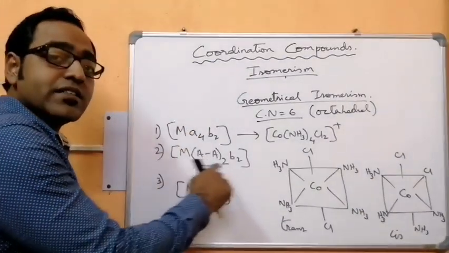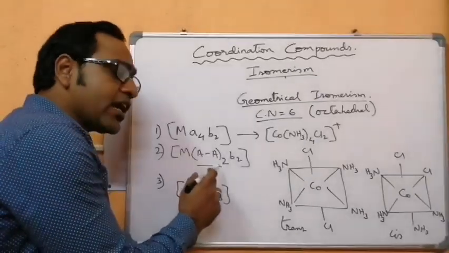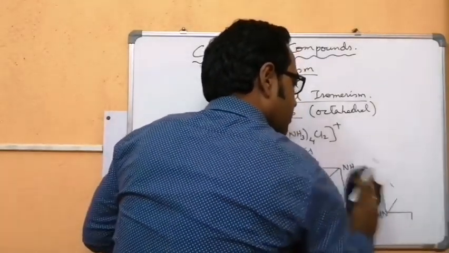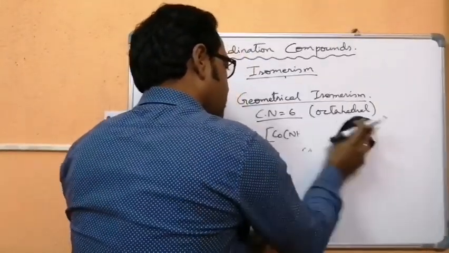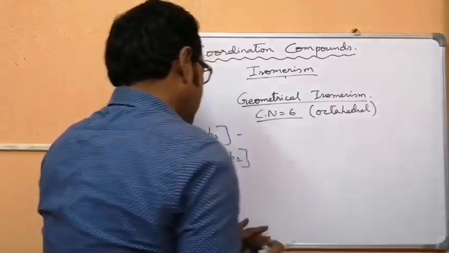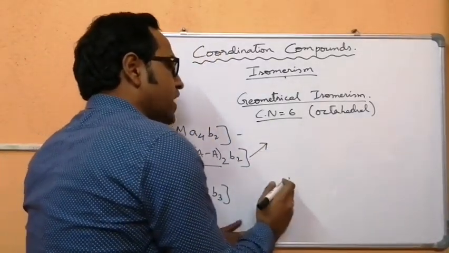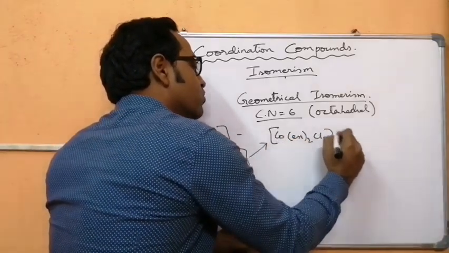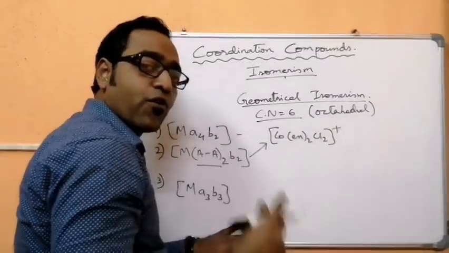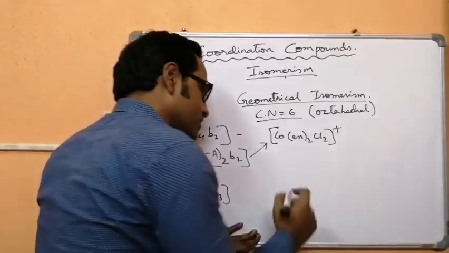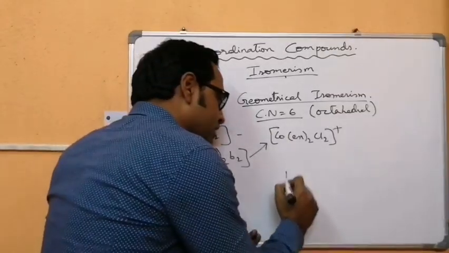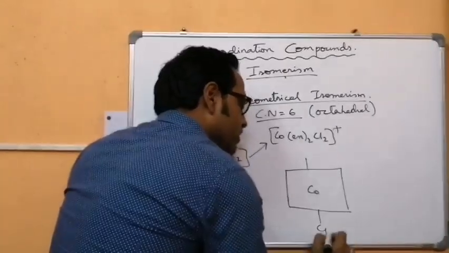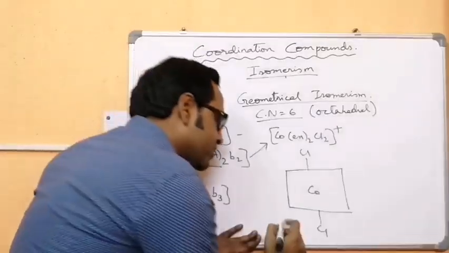Next we will move on to the second type of compound, M(AA)2B2. Now this M(AA)2B2 type compound is [Co(en)2Cl2]+. Now this also can have only 2 isomers, one cis, another trans. So first we will draw the trans one because that one is the easy one to draw. Cobalt, put the 2 chlorine atoms above and below. So you will get the trans isomer.